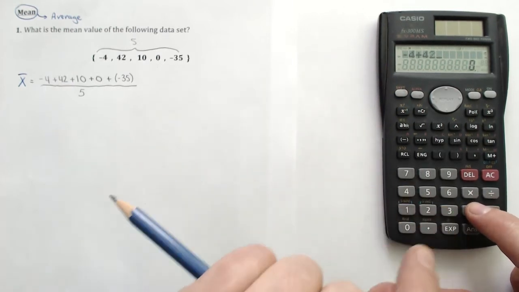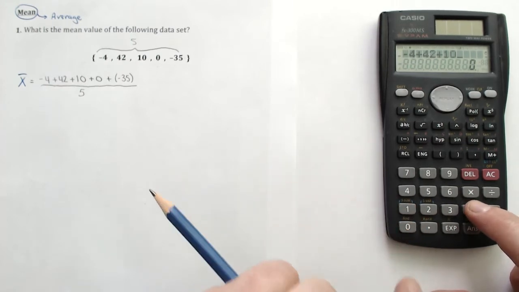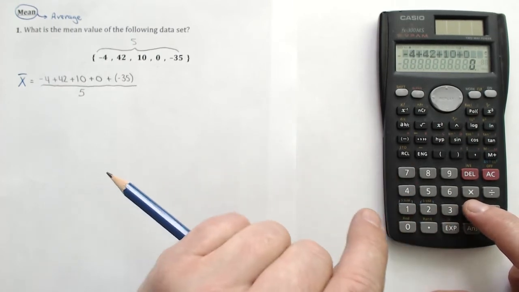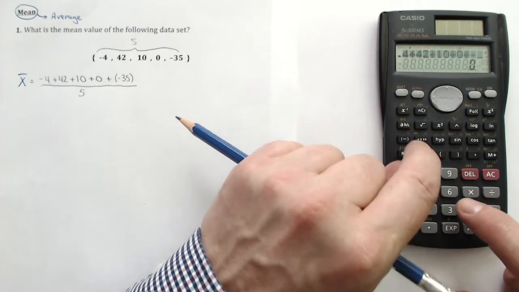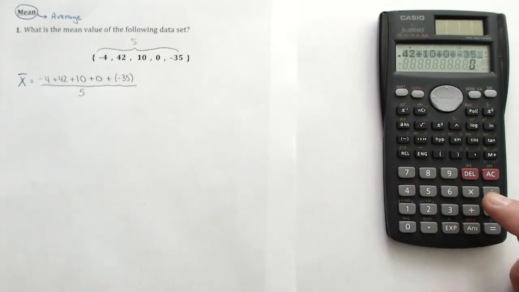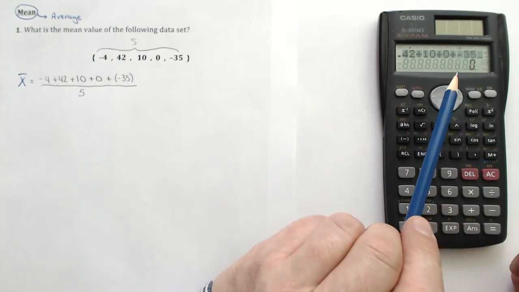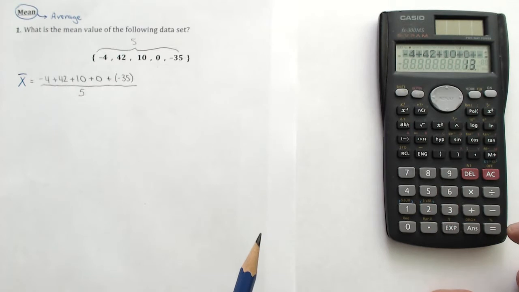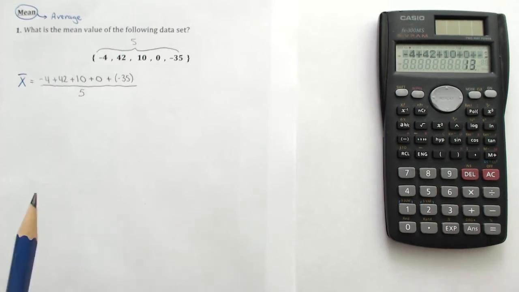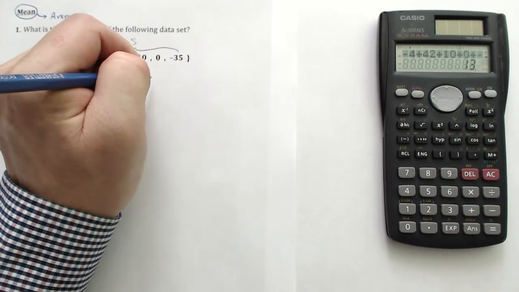Plus 42, plus 10, plus 0, which I know isn't going to change the number, but I'll put it in there, plus, and then -35. Be very careful about that. Adding, you can see it right here, plus the -35. And when I do that, I'm going to get 13 for the top of that fraction.